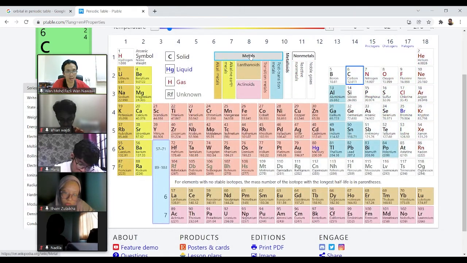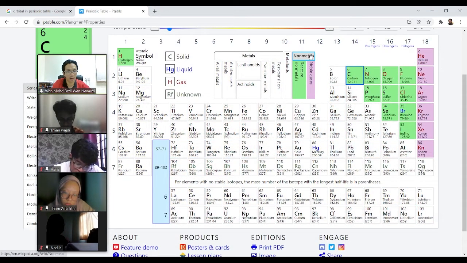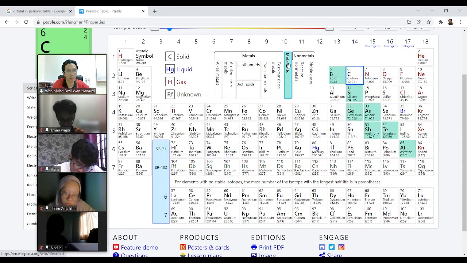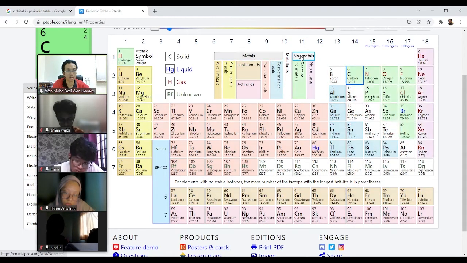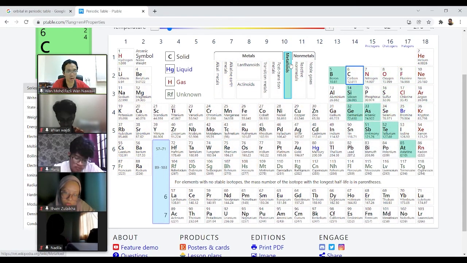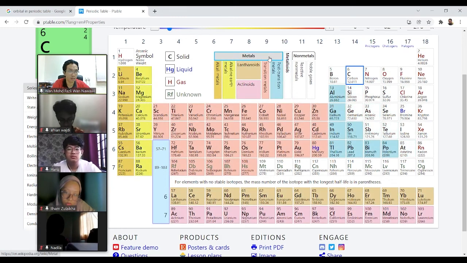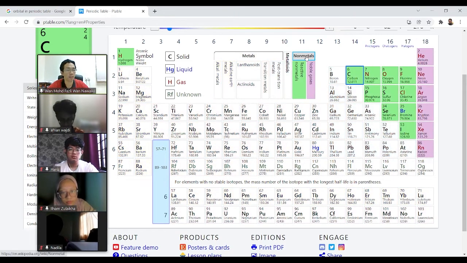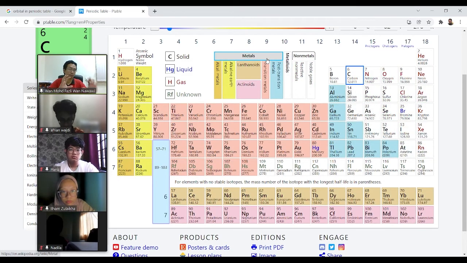So this is metal, this is non-metal, and this is metalloid. In metal, the electrons in the outer orbital are free to move. It's different from non-metal, where they are not free to move. They are held by the nucleus. But metal is quite unique.